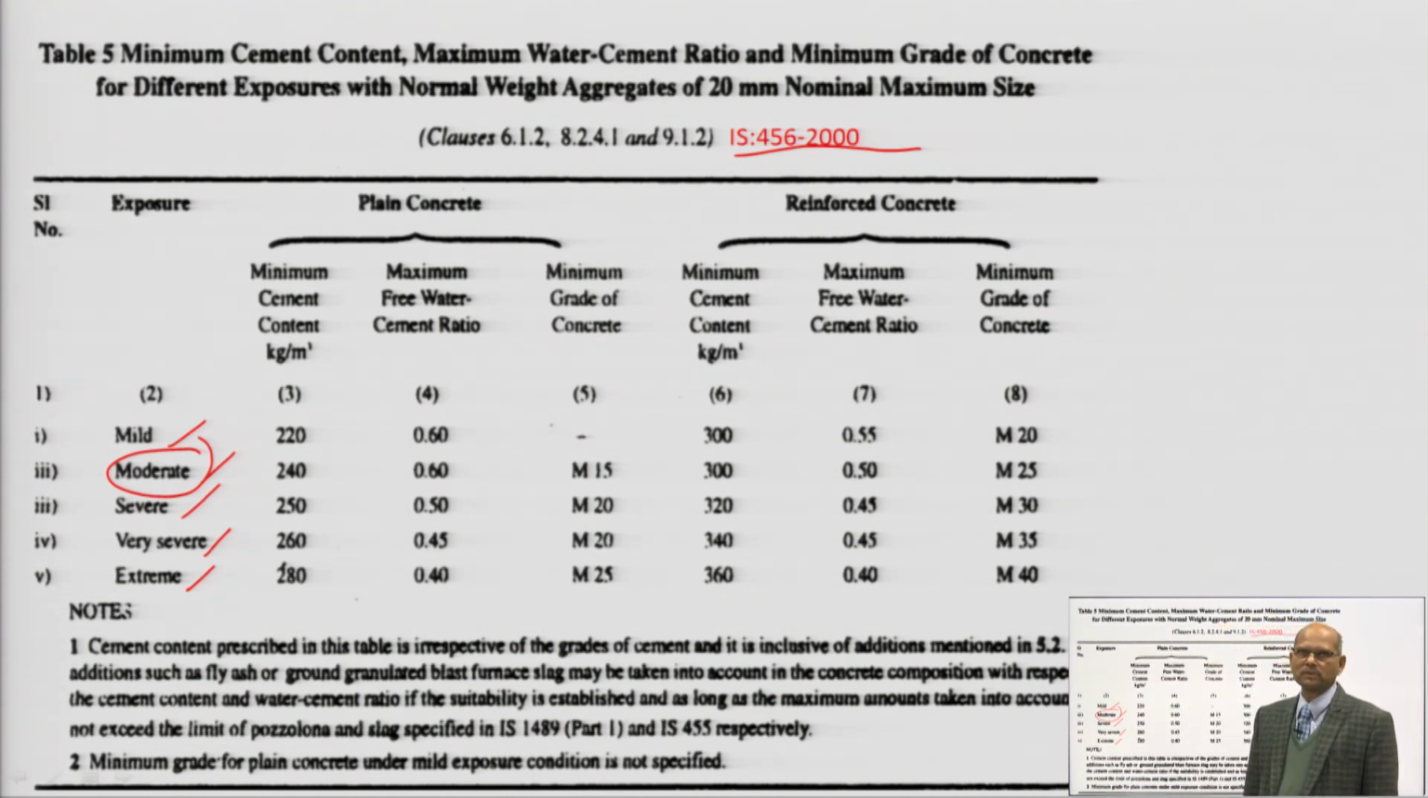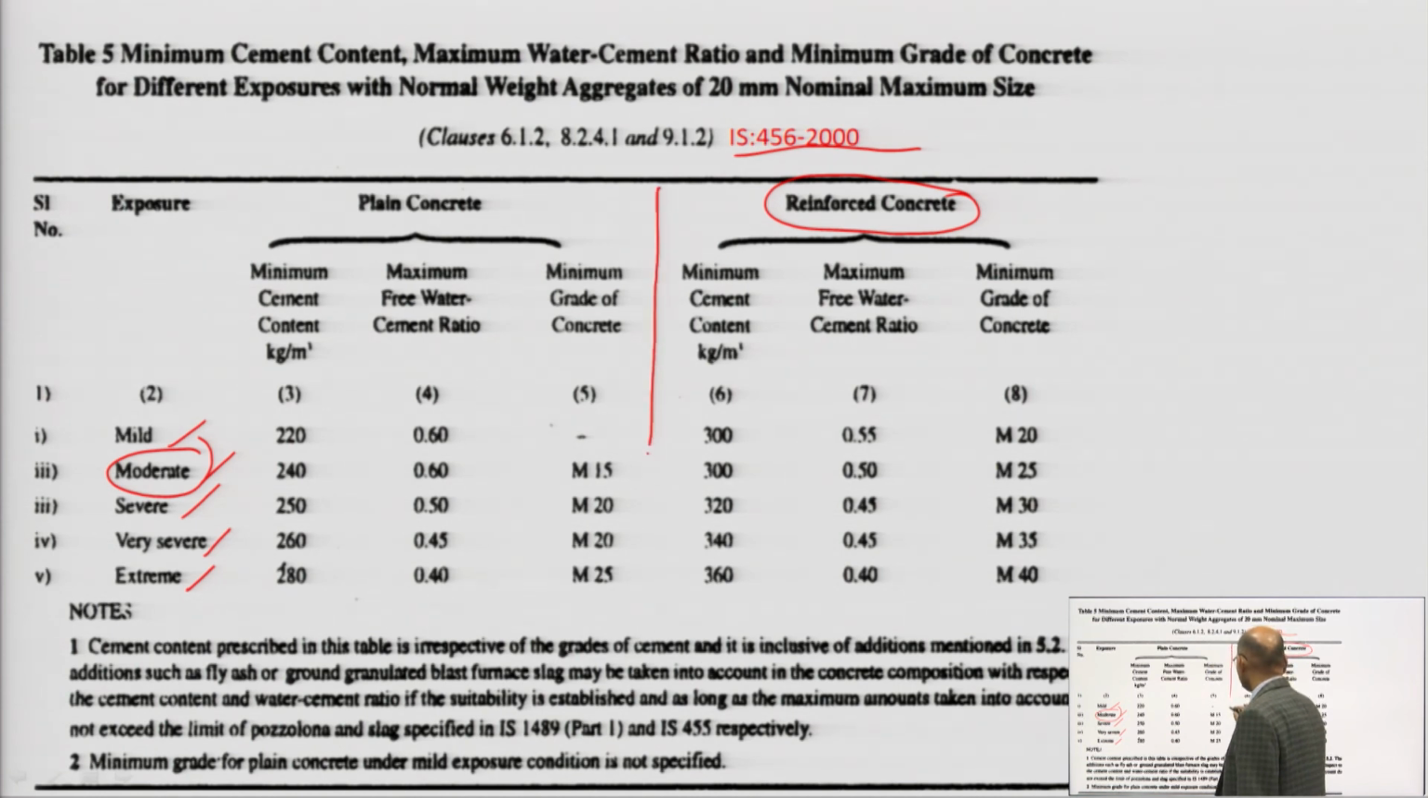So, that we are supposed to refer. Okay. So, once again our condition is not a plain concrete. For what purpose do you have to use? You have to use reinforced concrete, RCC work. Here the minimum amount of cement has been specified. Suppose our exposure condition is moderate. If you are using plain concrete, this part, if you divide, is for the plain part.